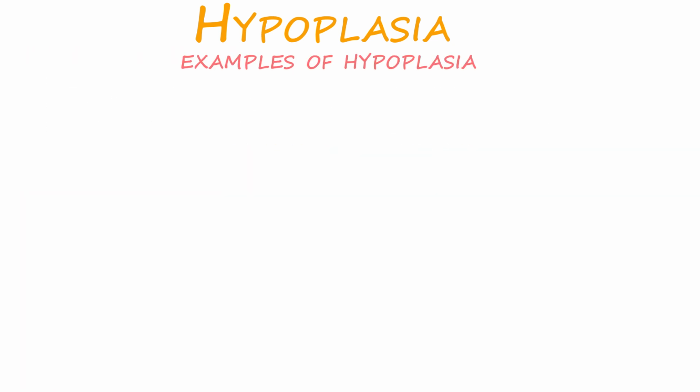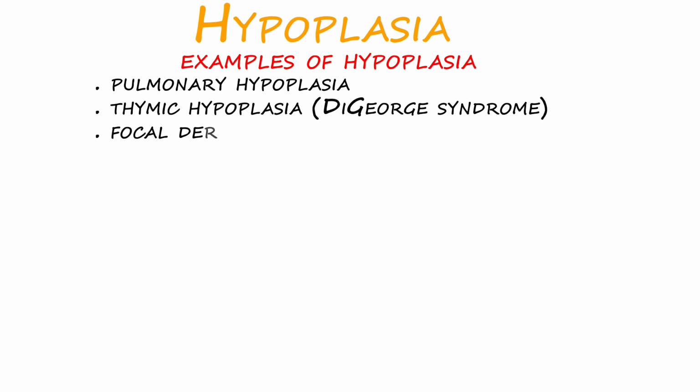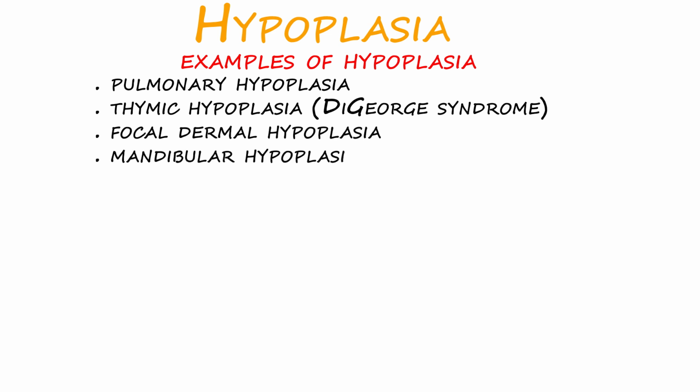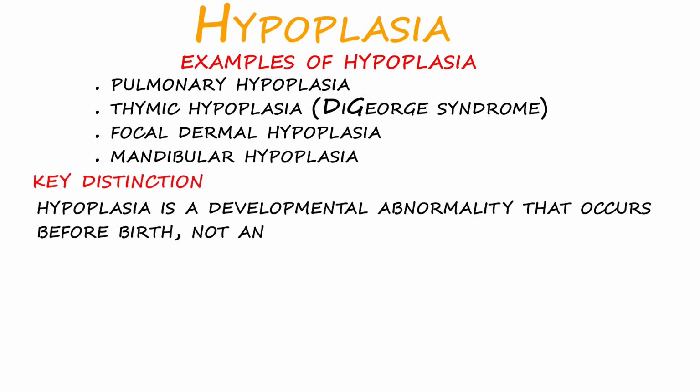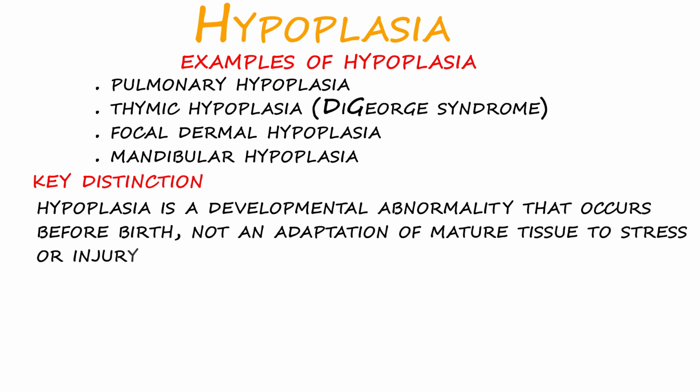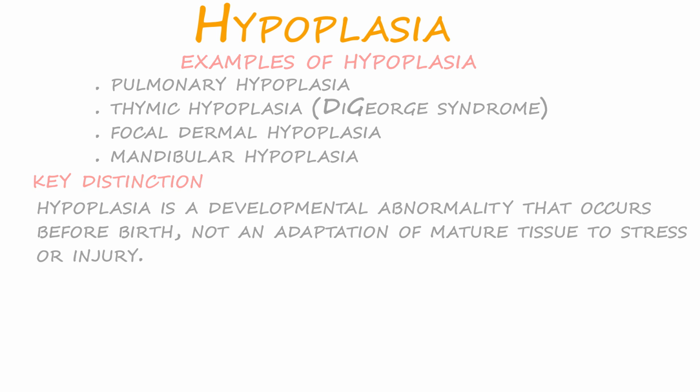Common examples of hypoplasia include pulmonary hypoplasia, where the lungs are underdeveloped, and thymic hypoplasia, seen in DiGeorge syndrome. Other examples include focal dermal hypoplasia, affecting skin development, and mandibular hypoplasia, where the lower jaw is underdeveloped. It's important to note that hypoplasia is a developmental abnormality that occurs before birth, not an adaptation of mature tissue to stress or injury, like other cellular changes we've discussed. Understanding hypoplasia helps clinicians identify developmental issues early and plan appropriate management strategies.